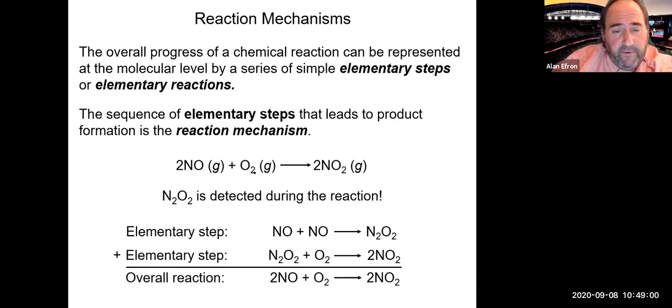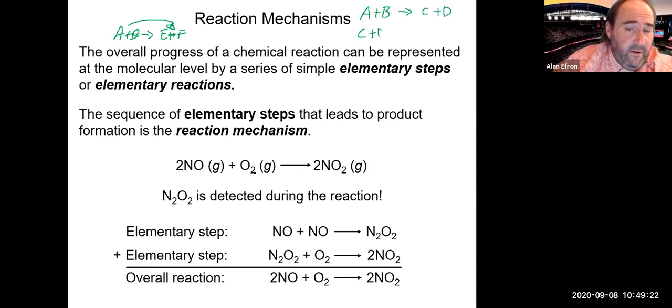For example, if we think about a reaction where A plus B goes to E plus F, we may think, oh, it just jumps right over there. And it may not actually happen that way. It may happen in a two-step process where A and B make C and D, and then C and D go on and react to make E and F.